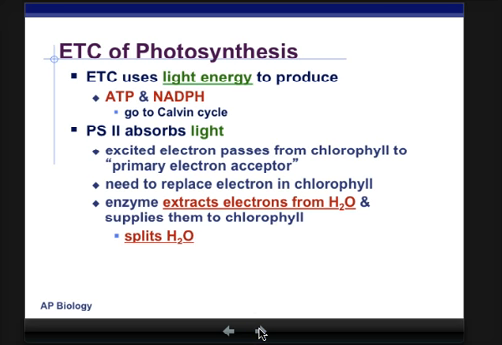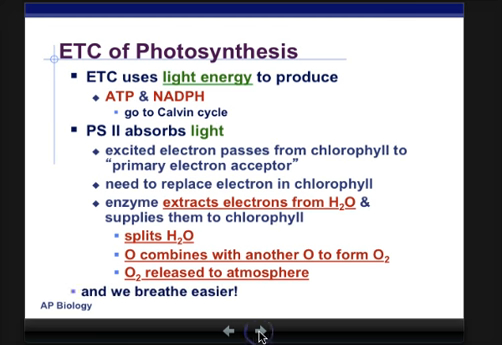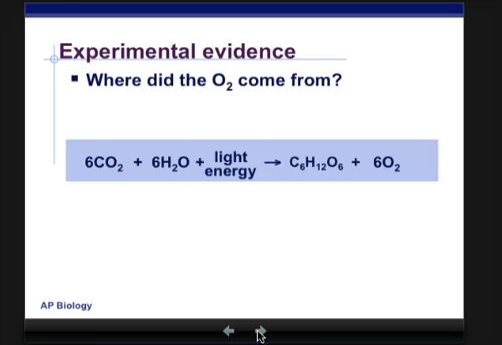So water splits and oxygen combines with another oxygen to form oxygen gas, which can be released to the atmosphere. And we breathe easier. So that's how we get oxygen in the atmosphere. So where did that O2 come from? Okay.